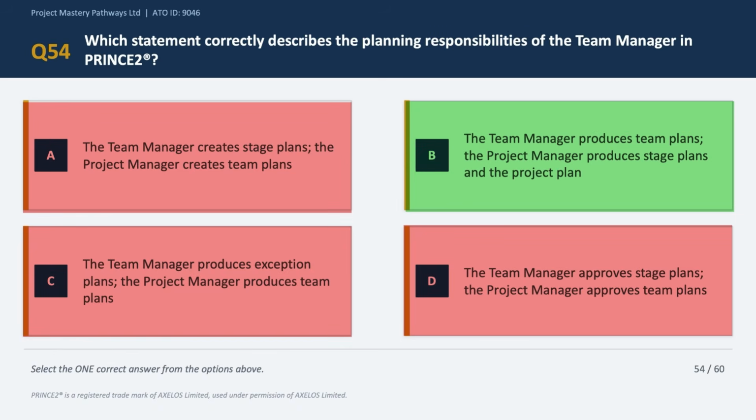So option B says the team manager produces the team plans, correct, and the project manager produces the stage plans and the project plan, which is also correct. If you go back to your manual and study the overall concept of team plans within PRINCE2, those are optional, okay? However, if at all they need to be produced, they are produced by the team manager for internal team management. The project manager is responsible for the stage plan, which, mind you, is not optional, it's mandatory, and the stage plan adds up to the overall project plan. So the correct answer is option B.